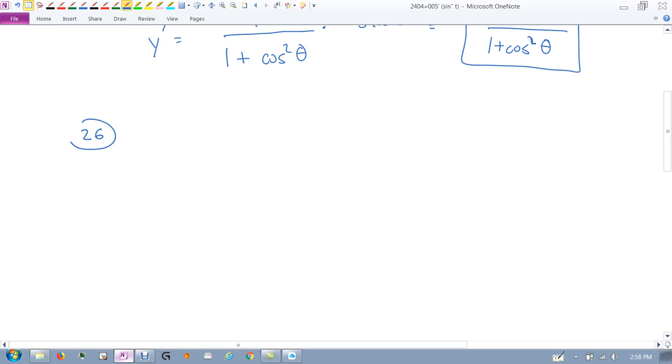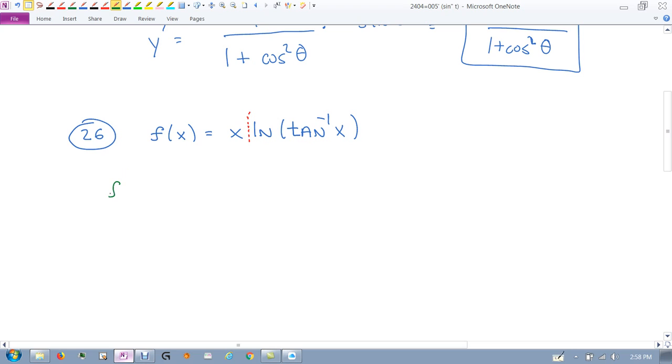26. F of x equals x natural log arctangent of x. All right, so we have a product rule here. Be careful. There's your product.